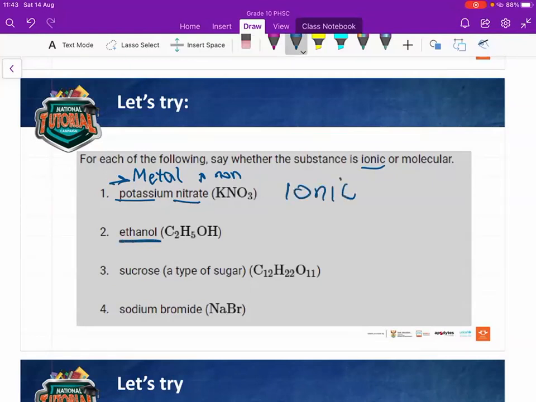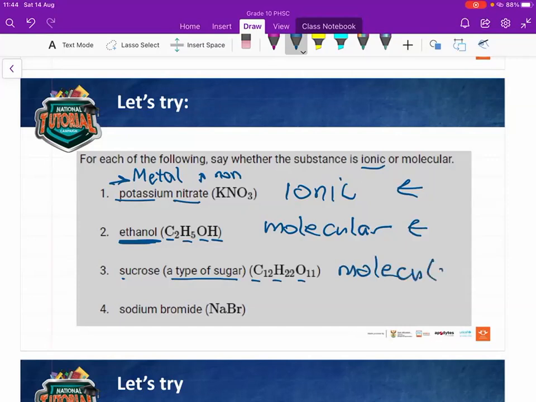What about ethanol? Ethanol is made up of carbon, hydrogen, and oxygen. All of those things are non-metals, so therefore we call it molecular. There exist covalent bonds in this one, whereas in the previous one there are ionic bonds. Okay. Sucrose, which is a type of sugar, consists of carbon, hydrogen, and oxygen. All of those are non-metals, so that's also molecular and not ionic. Okay, there would be covalent bonds there.